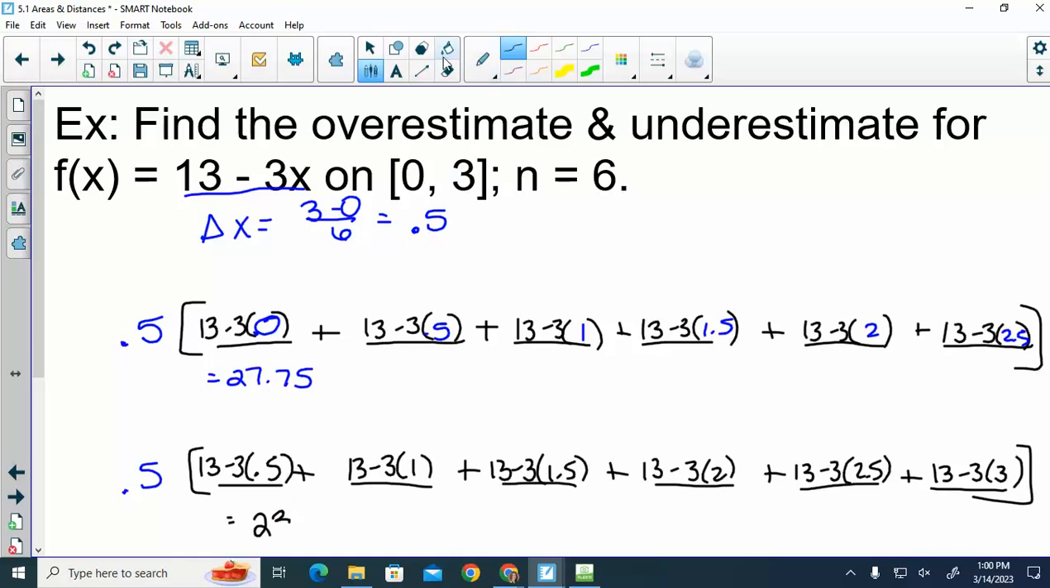3.25. Is that what everybody got? That's what I got. 3.25? Okay. So this one would be my overestimate, and this one is my underestimate. We're looking at a picture, it's just whether those rectangles fall above or below the curve, but we also know the higher numbers you're over and lower numbers you're under. So the true area between this graph and the x-axis is somewhere between those.